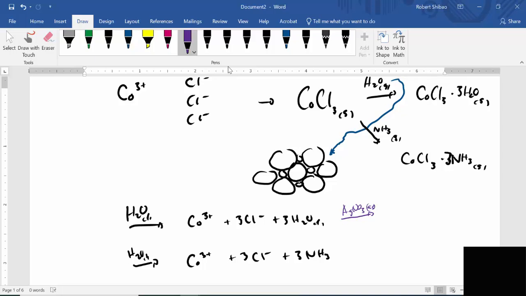How many moles of silver chloride will I get for this? I should form 3 moles of silver chloride because I have 3 moles of chloride. Or, for every one of these that dissolve, I should get 3 chlorides, and if I get 3 chlorides, I get 3 silver chlorides. Make sense? And the same thing with the ammonia complex here. When I add excess silver nitrate, I expect how many to precipitate out? I expect 3 to precipitate out. Okay. This is expected.